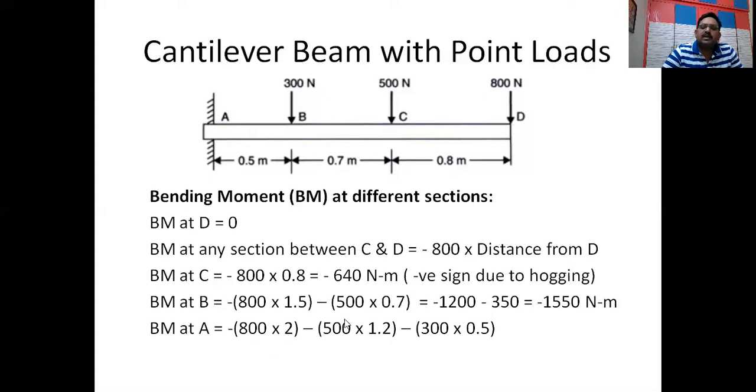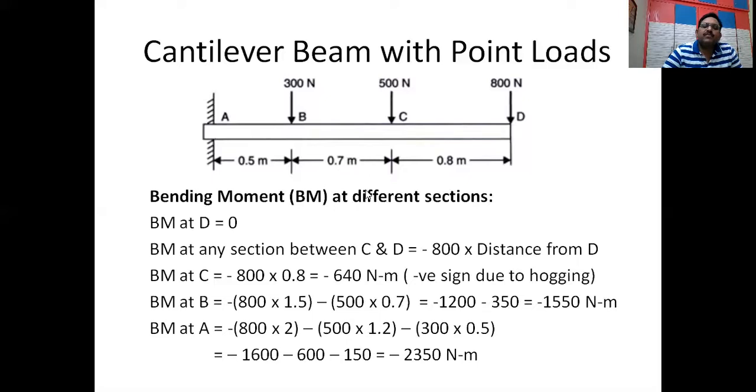800 into 2 is that one, and how much moment will that 500 Newton make? It will make 500 into the distance between A and C, that is 0.5 plus 0.7, that is 1.2. So 500 into 1.2. Then how much moment will this 300 Newton make about the point A? It is 300 newtons into 0.5. All these make clockwise direction only. That's why we have to give minus sign to all of these. Now the algebraic sum will be minus 1600, minus 600 and minus 150. All put together, it will become minus 2350 Newton meters. Therefore, the bending moment at this section will be 2350.